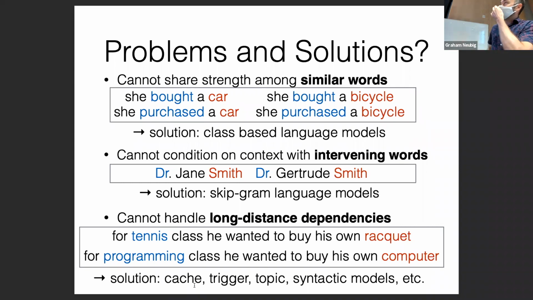Class-based language models. So basically what class-based language models did was they grouped words into classes. You would find that bought and purchased could be combined into a single class. Bicycle and car could be combined into a single class. And basically what you would do is, instead of calculating the conditional probability of the next word given the previous words, you would calculate the conditional probability of the next class given the previous classes, and then you would calculate the probability of the word given the class. And that would help alleviate sparsity.